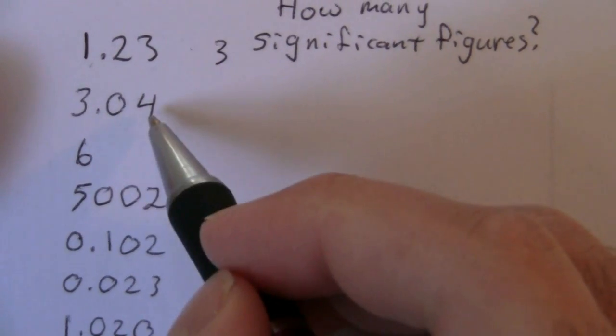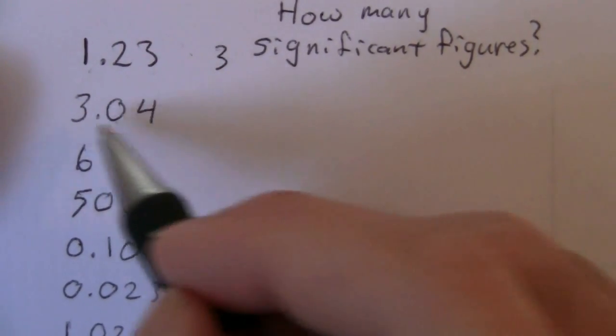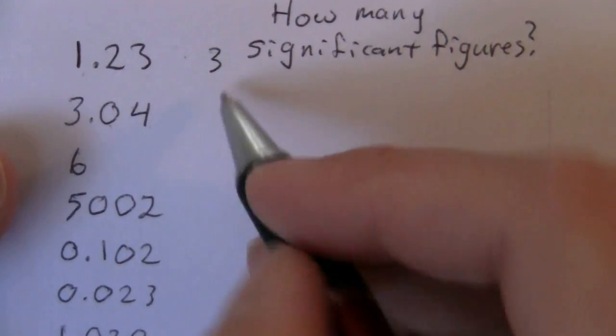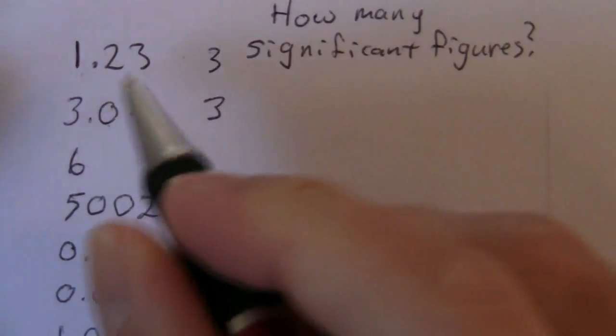Same here. We have a 0 in the middle of 2. Anytime you have a 0 between two non-zero numbers, that's also significant. So 3 significant figures. Here we just have 1 digit. Zeros between two non-zero numbers are significant. Now here we go into another rule.